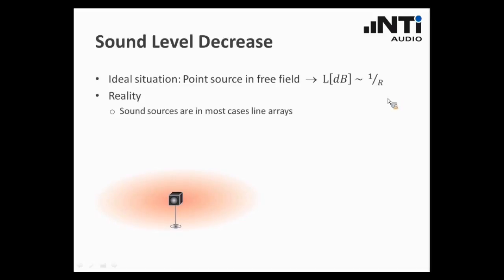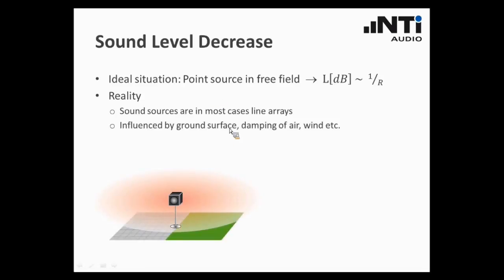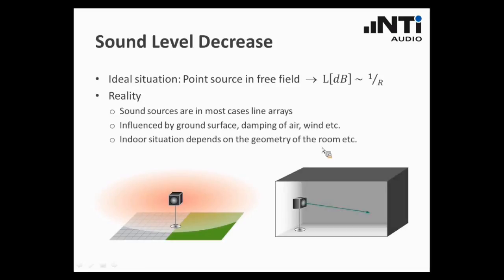However, in reality, sound sources are in most cases not point sources, but for instance, line arrays. The ground has an influence, whether it is, for instance, concrete or lawn or grass, which has a different effect. So this direct relationship is in most cases compromised. Even indoors, it gets worse because we do not only have the direct sound, but also reflections from the walls, the floor, the ceiling, and so on. For that reason, it is difficult to exactly predict the decrease of the sound level versus distance in reality. Of course, you can measure it.